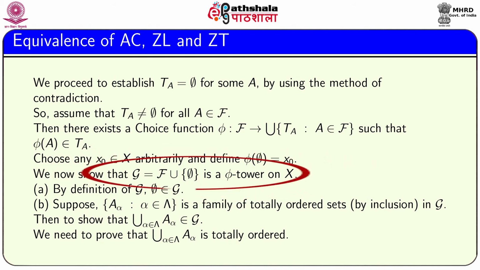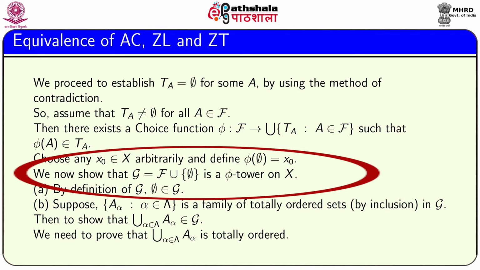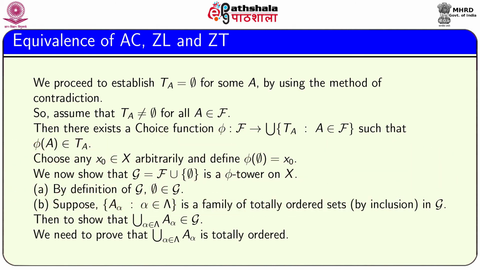We now show that script G is equal to script F union the set containing only the empty set, and we shall show that this script G is a phi tower on X. By definition of script G, clearly the empty set is within script G, satisfying the first condition for G being a phi tower. Now, suppose we start with a family of totally ordered sets by inclusion in script G.